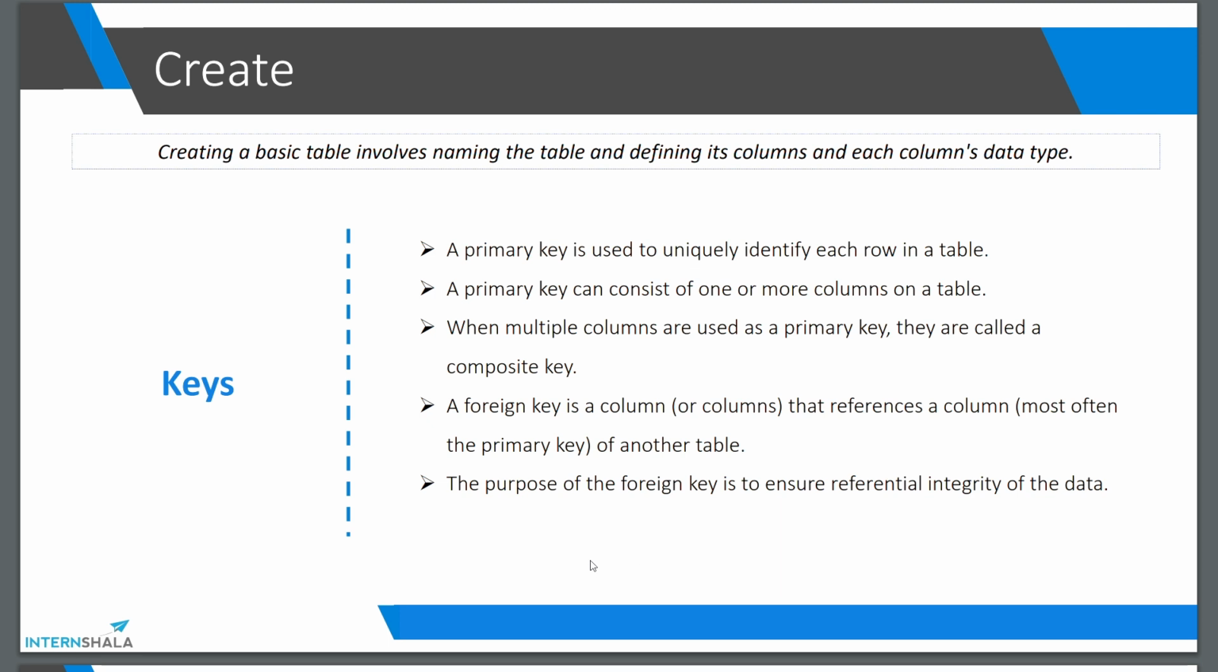Now let's look at the keys. A primary key is used to uniquely identify each row in a table. A primary key can consist of one or more columns on a table. When multiple columns are used as a primary key, they are called a composite key. A foreign key is a column that references a column of another table. The purpose of the foreign key is to ensure referential integrity of the data.